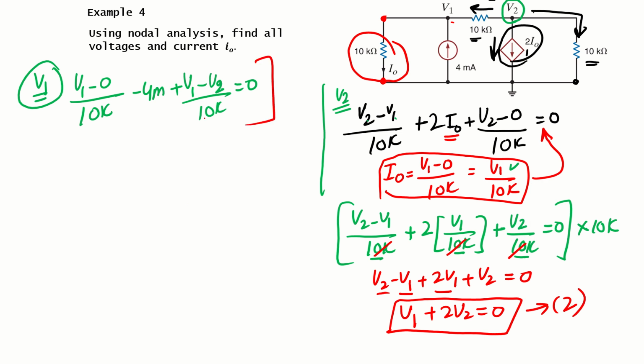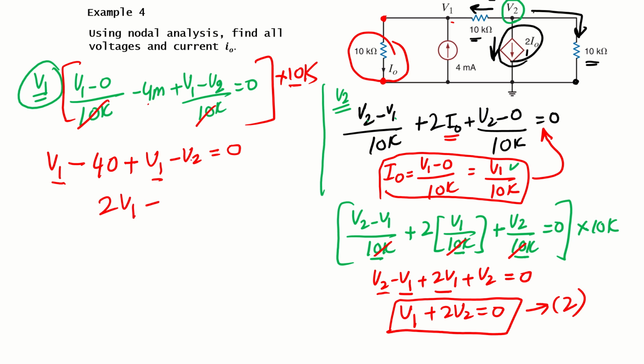Let's come here. Again, we can multiply with 10k. The 10k is cancelled. So I have V1, then minus 4 multiplied by 10k, what will I get? Minus 40, as milli and kilo are cancelled. Then plus again V1, the 10k is already cancelled, minus V2 is equal to 0. Let's rearrange it. V1 plus V1 gives me 2 times V1 minus V2 is equal to 40. So again, two simplified equations.